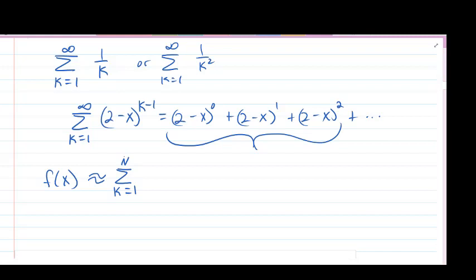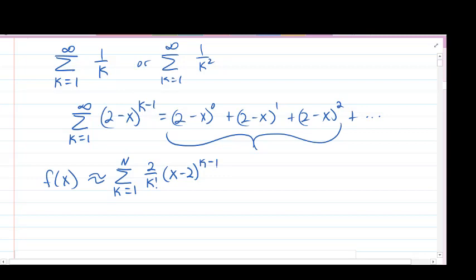But let's just think about it in terms of, and I'm just going to put some numbers in here, 2 over k factorial times, how about (x minus 2) to the k minus 1.